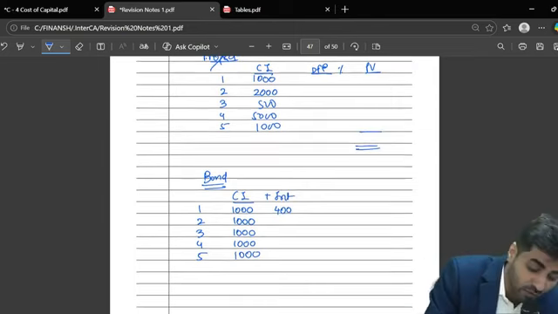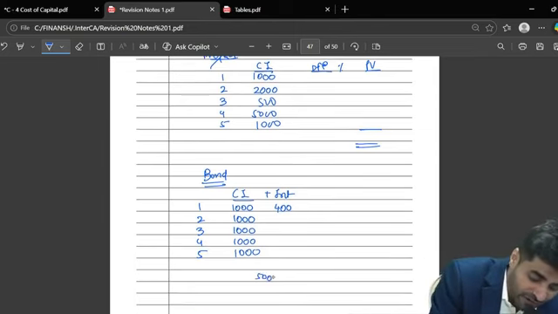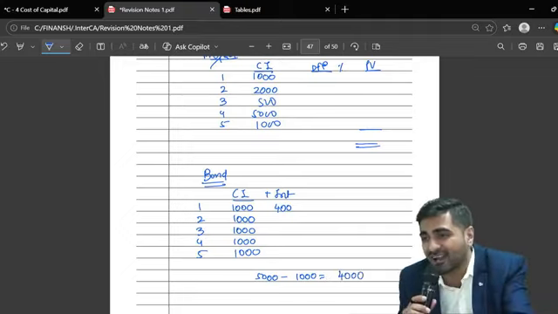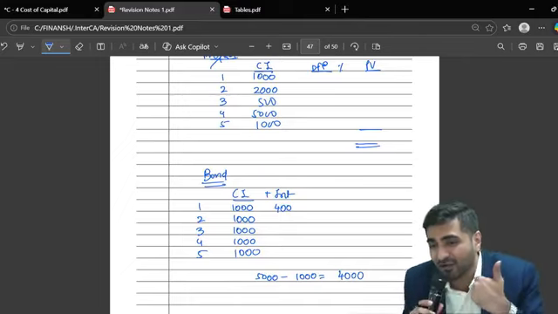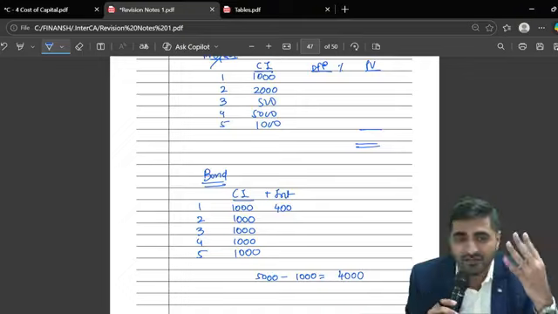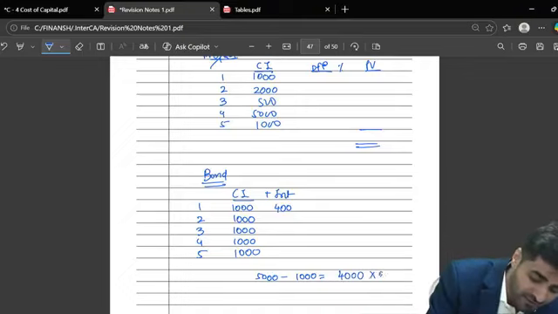In the next year, what is going to happen? Can I say from 5,000, 1,000 rupees is given back? So interest will be calculated on 4,000. Because the company has told you that from this 5,000 rupees, I have already given you back 1,000. So how much money is there with me? 4,000. On that 4,000, how much percentage interest will be there? 8%.